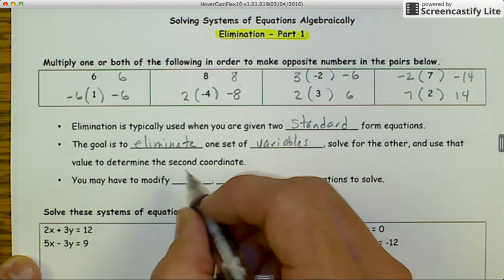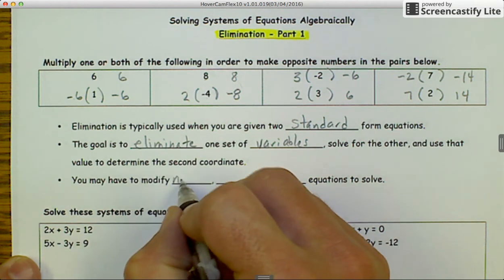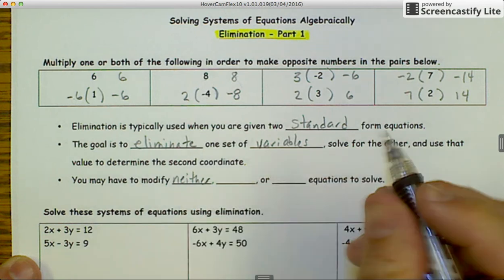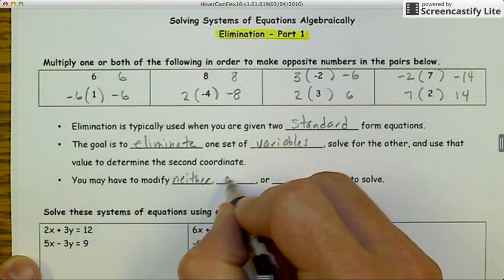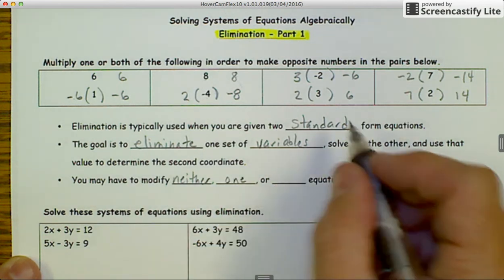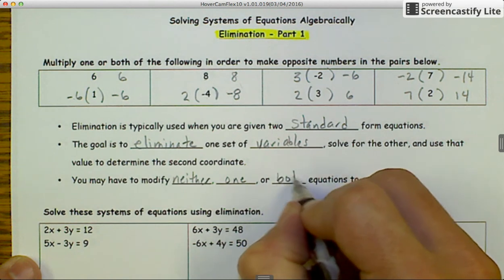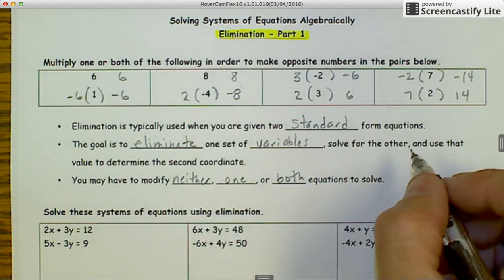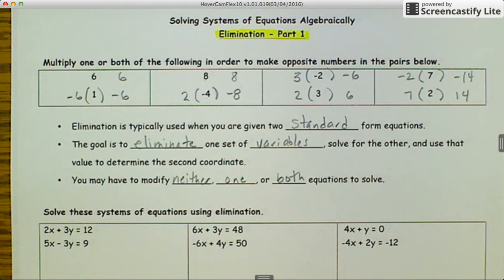Then you may have to modify neither, which is what we're going to do today, one, which is what we're going to do tomorrow, or both, which is what we're going to do in a couple of days, both equations to solve. So let's look down here, and we have 3 examples.